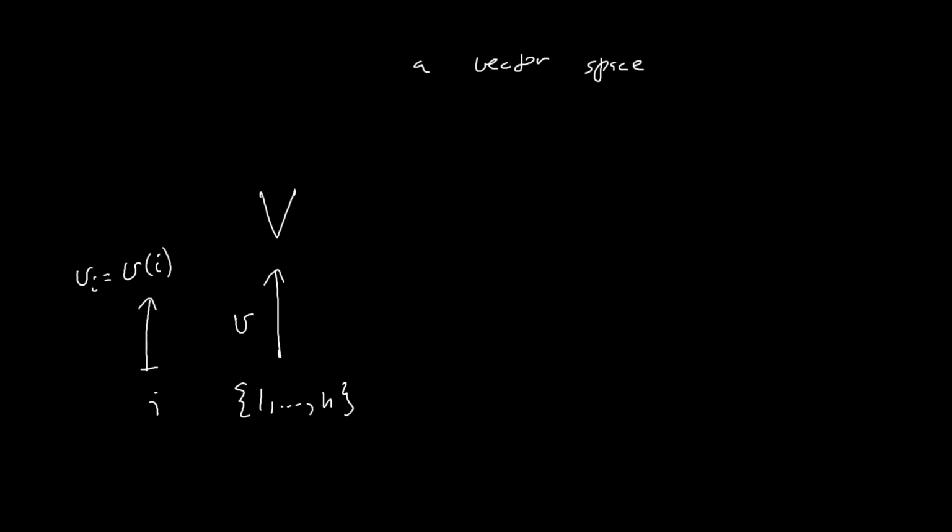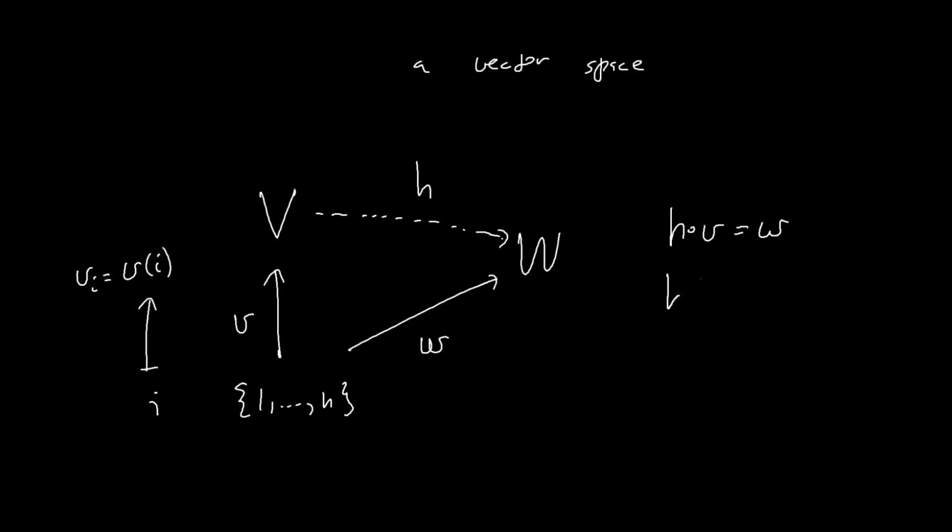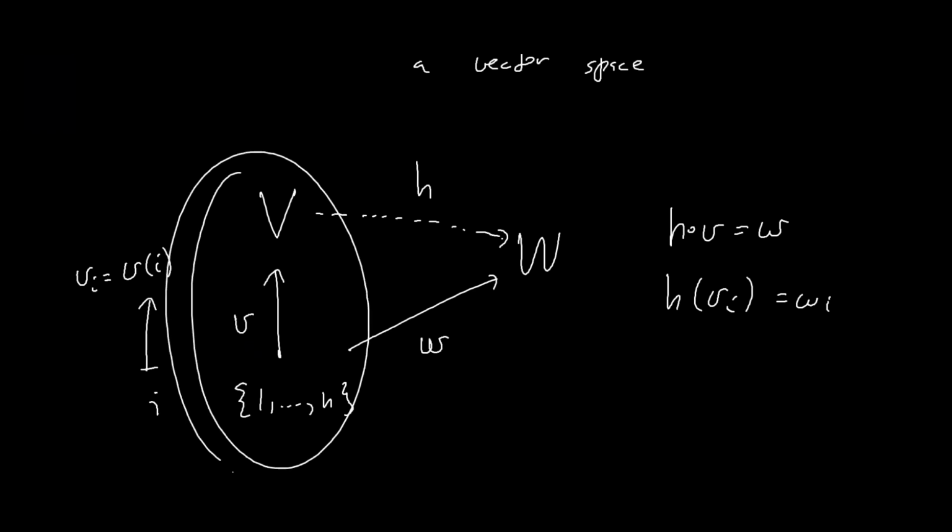So these are my objects, and if I have another one, of course, a homomorphism, a morphism between these, will be a linear map h such that h composed with v equals w. In other words, h of each vi equals wi. And now it turns out that here, if I put an n-dimensional vector space, it will be the initial object.